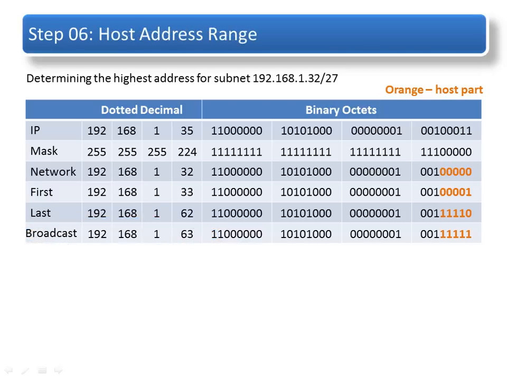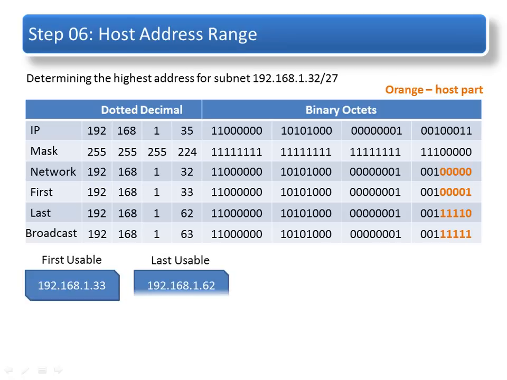Finally, you need to determine the host range for this network. The host range of the network includes all the addresses from the lowest host address to the highest address. Therefore, in this network, the address range is 192.168.1.33 to 192.168.1.62. This range is commonly referred to as the assignable address range, because this is where we assign our host addresses their unique IP address.